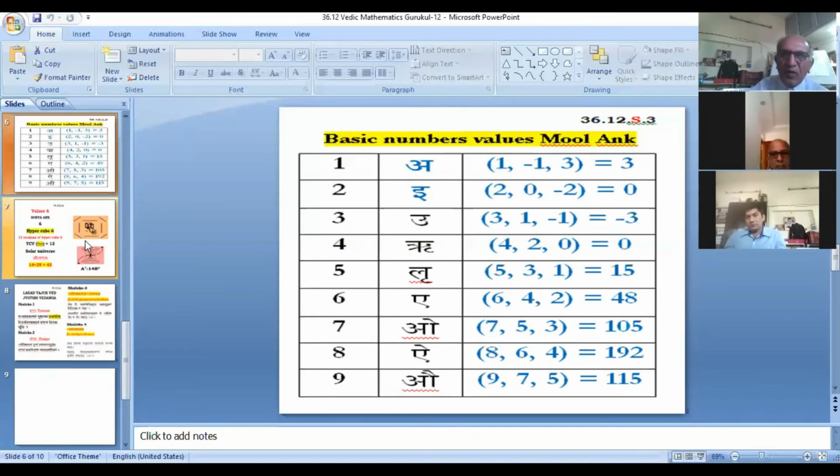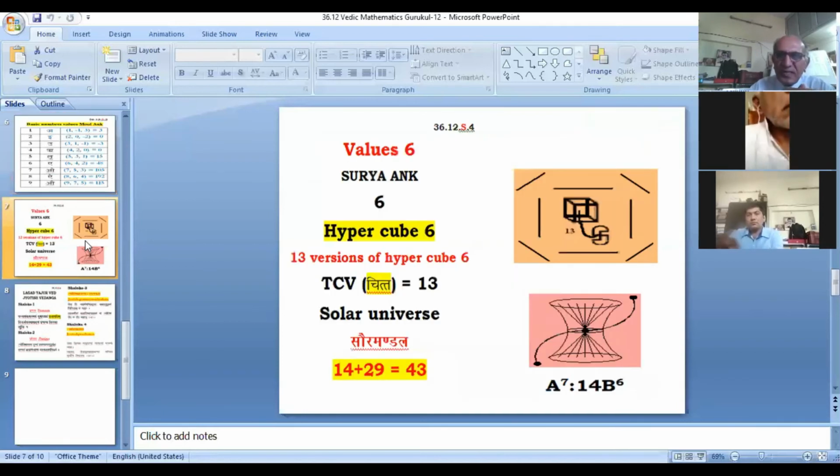the values of the nine basic numerals, as we have appreciated the values of the nine hypercube formulas and 29 sutras. It is in this background that we shall now have a further visit to value 6, which is Surya, which is hypercube 6, of 13 versions. And this is parallel to TCV of Chit, consciousness. So the Vedic knowledge is along the consciousness base.